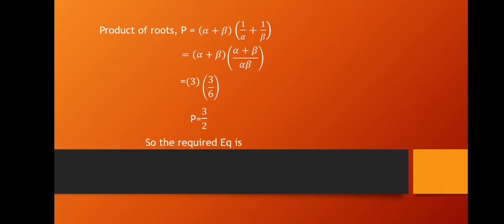For this, we will have to multiply these two, 1 by alpha and 1 by beta, so that we may put the values of alpha plus beta and alpha beta. Then we get alpha plus beta into alpha plus beta whole divided by alpha beta. So we have 3 into 3 divided by 2. So p is equal to 3 by 2. So the required equation is x square minus sx plus p is equal to 0. Putting the values of s and p in this formula, we get the required equation as 2x square minus 7x plus 3 is equal to 0.